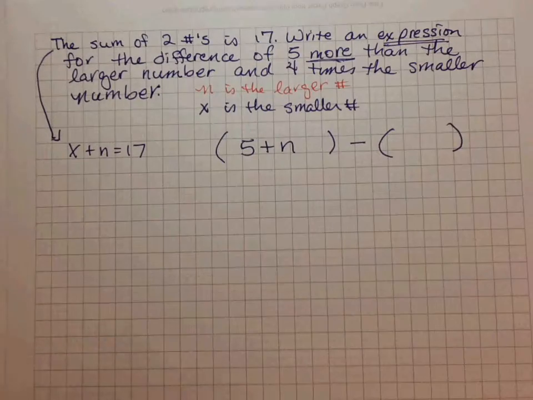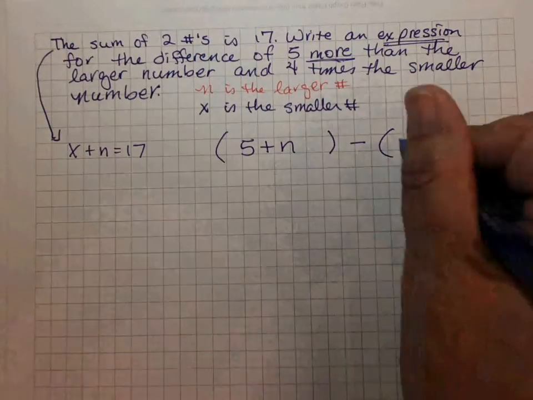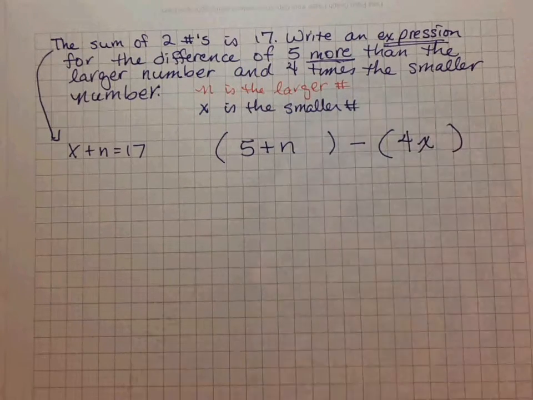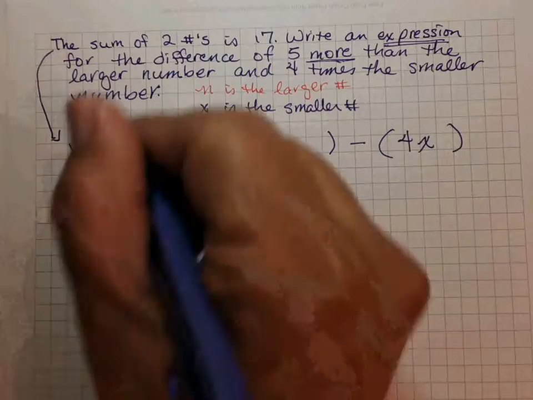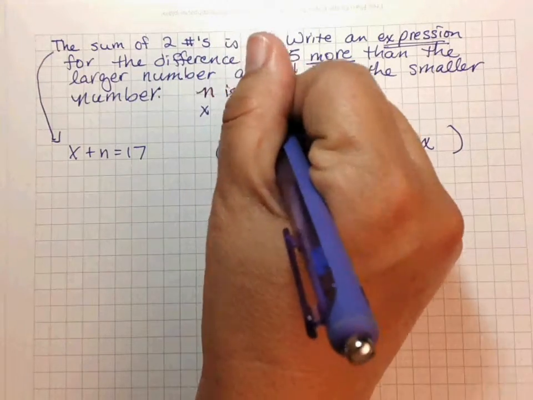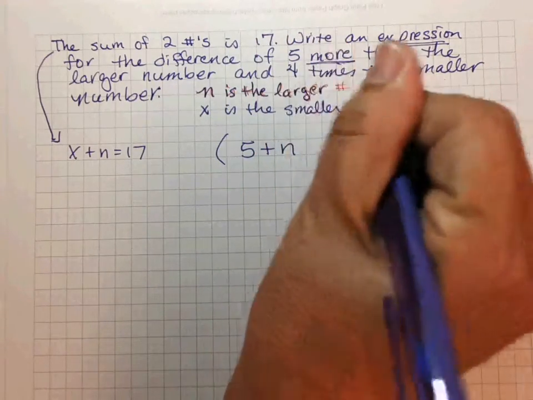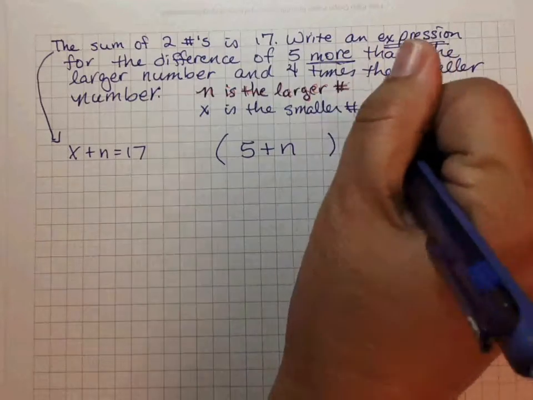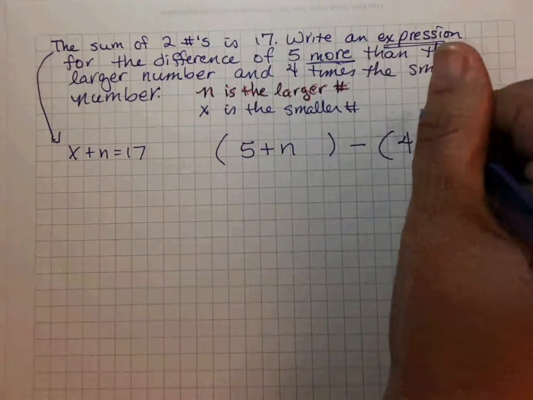And I want the difference of that and 4 times the smaller number. 4 times the smaller number, that's just 4x. The problem is, they want us to have it in terms of n, and they don't say anything about x. So we really don't want to see x here. How can I get rid of this x? Well, I can substitute for it.